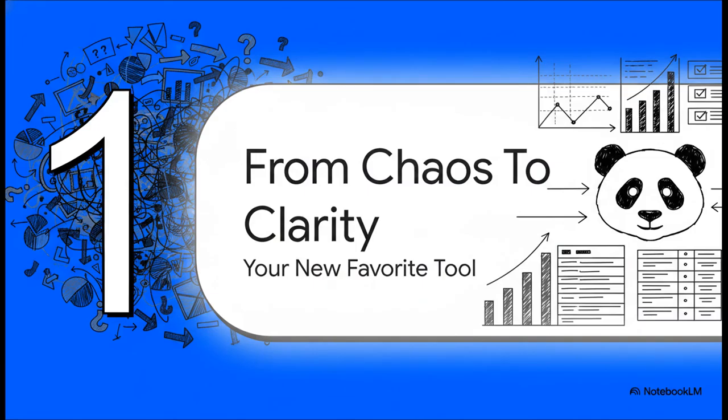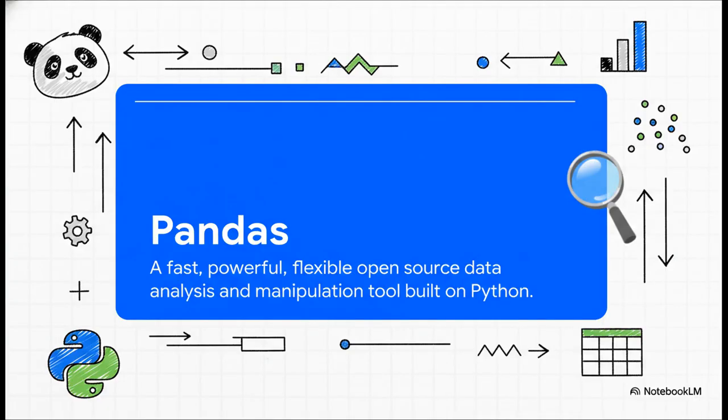Okay, let's get started. Section 1 is all about making that shift, right? Moving from that overwhelming feeling of data chaos to a place of, aha, I get it. And we're going to do that by introducing you to what might just become your new favorite tool. Say hello to Pandas, and no, not the animal. In the data world, Pandas is a software library for Python. The official description calls it a fast, powerful, and flexible tool, and it really is.